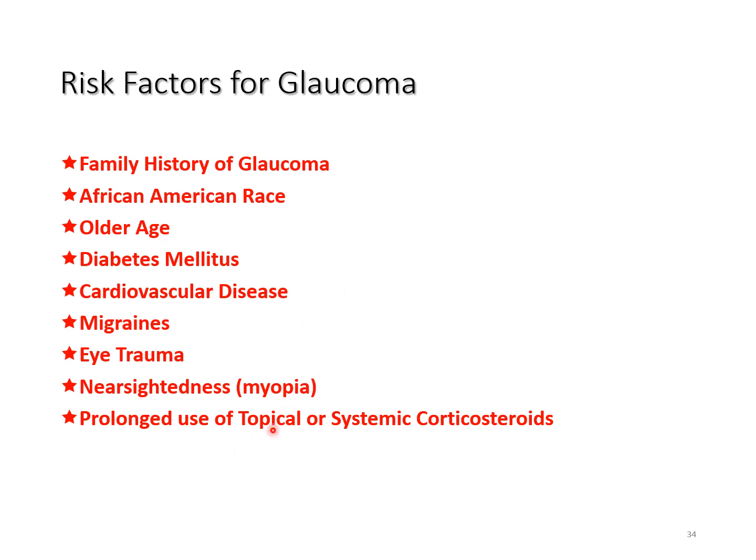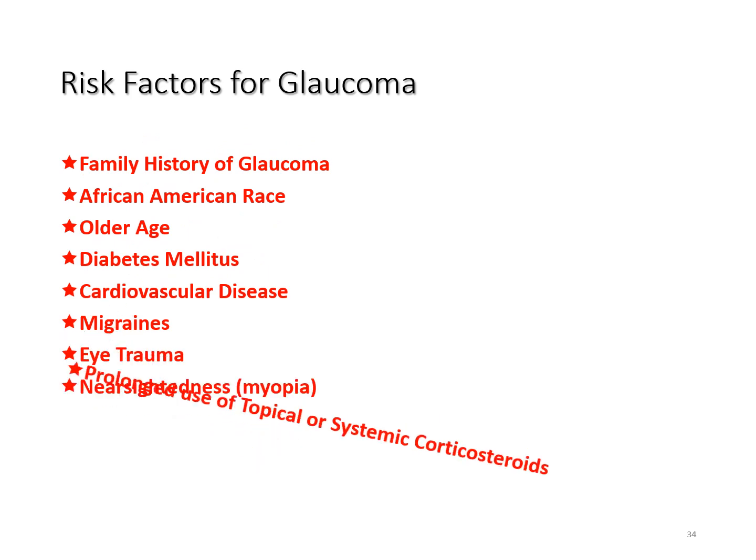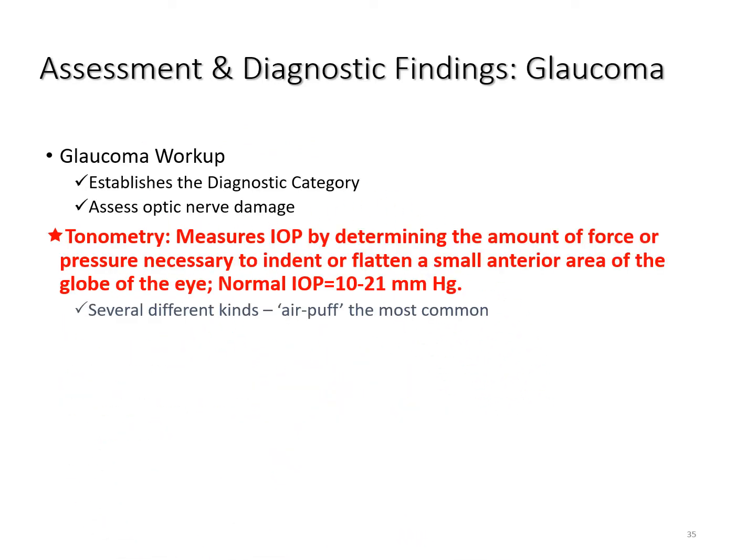Nearsightedness is specifically a risk factor for glaucoma, but I was just defining farsightedness and presbyopia for you, as other words I would like you to know under eye disorders. Prolonged use of topical or systemic corticosteroids can also be an issue. They are going to do a workup and figure out what's going on, and they're looking at the optic nerve damage.